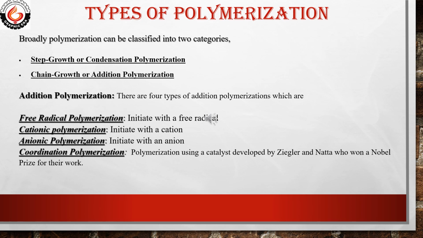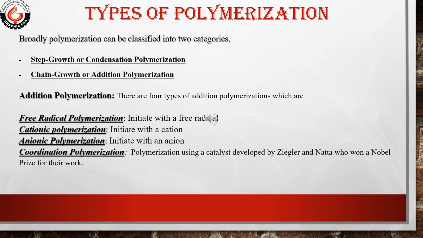The addition polymerization again has four classes. The first one is free radical polymerization, which usually initiates with a free radical. Second is cationic polymerization, which initiates with a cation. Third is anionic polymerization, which initiates with an anion. And the fourth one is coordination polymerization, in which a catalyst is used, which was developed by Ziegler and Natta, who also won the Nobel Prize for the development of this catalyst.